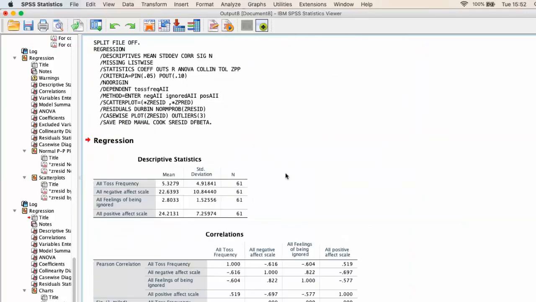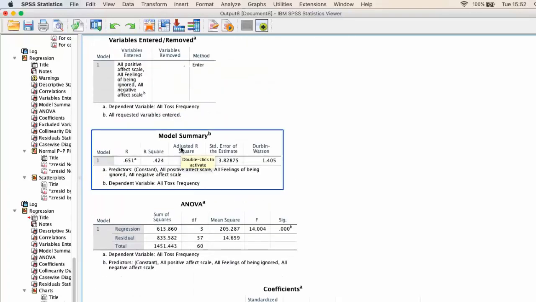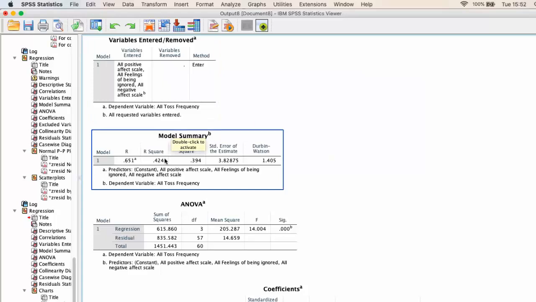Now, let's talk about what we found. So the first thing you look at is your model summary again, and you would want to say, according to the model summary table, there was an R of 0.651.